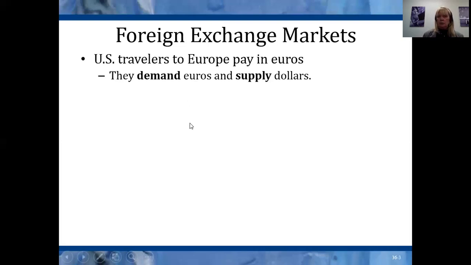Well, when US citizens travel to Europe, they have to pay in euros. So they take their dollars to the bank, they sell the dollars to the bank and supply dollars, and they buy euros, they demand euros. They exchange their dollars for euros. Why? Because when you go to Europe, you have to pay in euros.